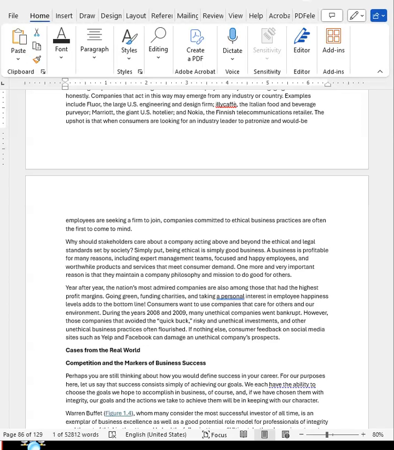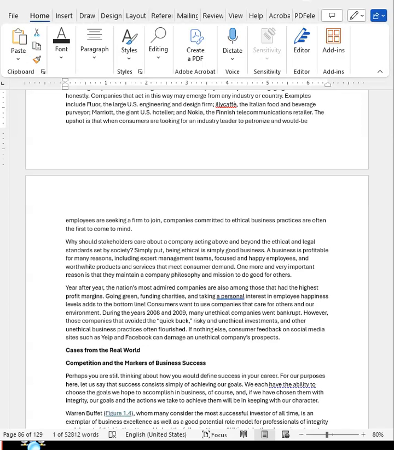During the years 2008 and 2009, many unethical companies went bankrupt. However, those companies that avoided the quick buck, risky and unethical investments, and other unethical business practices often flourished. If nothing else, consumer feedback on social media sites such as Yelp and Facebook can damage an unethical company's prospects.